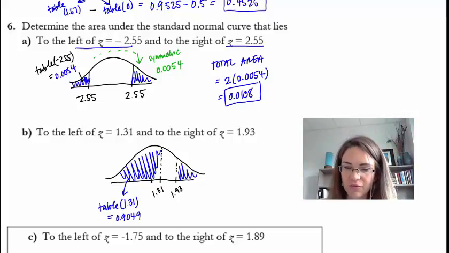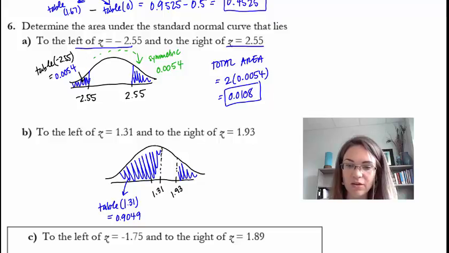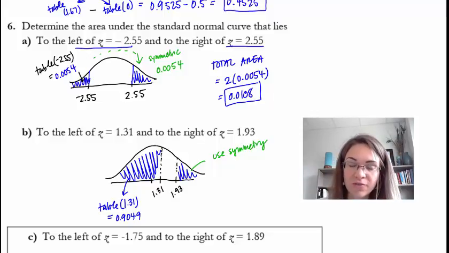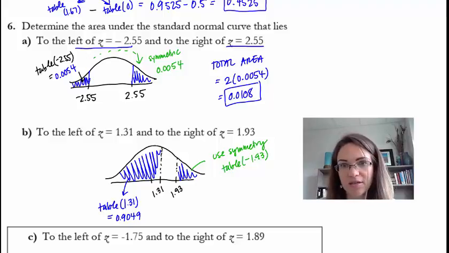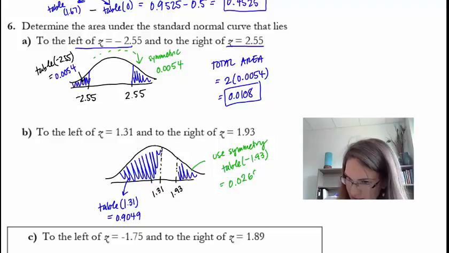The area to the right of 1.93 you can find in two ways. You can do the complement, 1 minus the area to the left of 1.93, or you can use symmetry. I like to use symmetry if I can, so I just have to read one value and not have to make any subtraction. So I'll look up in the table negative 1.93, because the area to the left of negative 1.93 will be the same as the area to the right of positive 1.93. That area to the left is 0.0268.